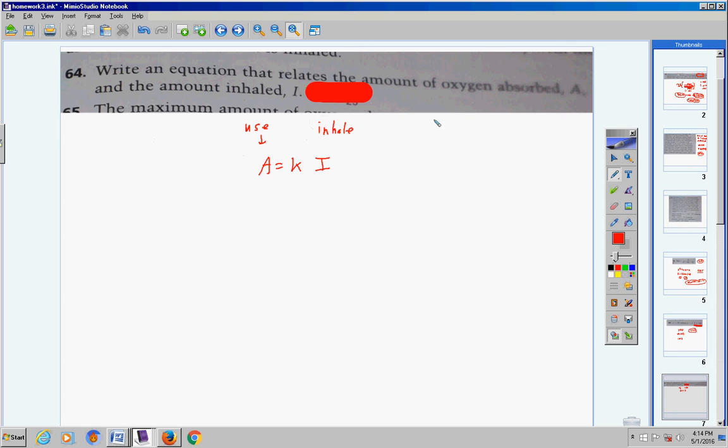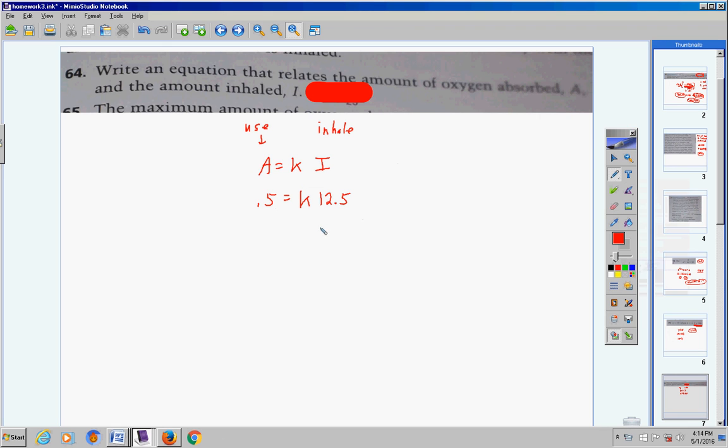Write an equation that relates these two. Okay, well, let's go back up. You say, well, Mr. Arrett, we can't do that. We have to solve for k. Well, yeah, but go back up to the part above number 64. It tells you that you inhale 12.5 liters and you only keep 0.5, all right?